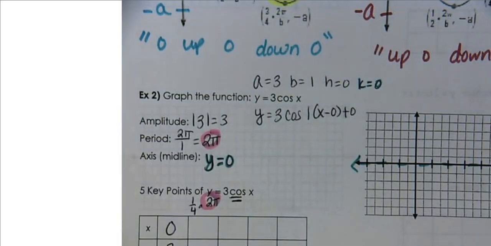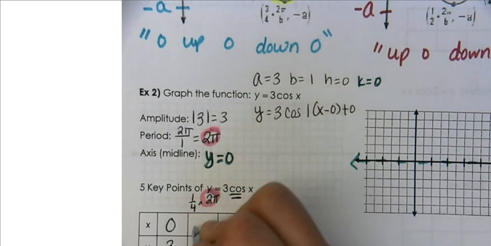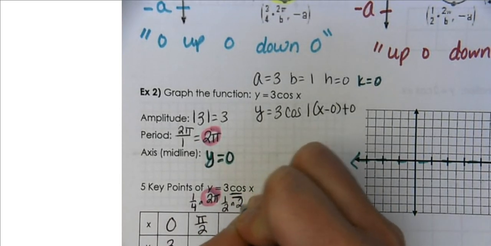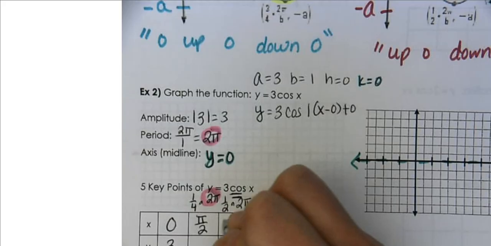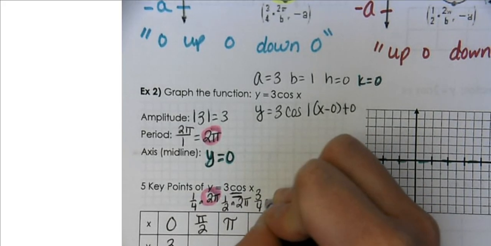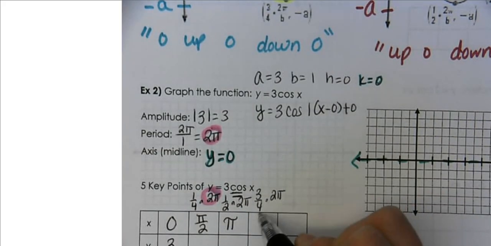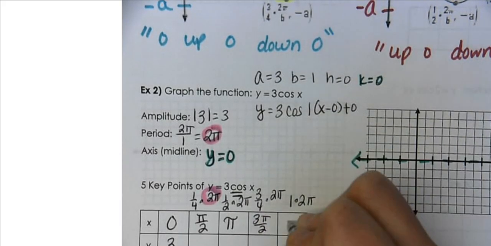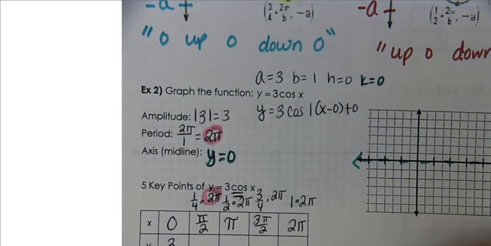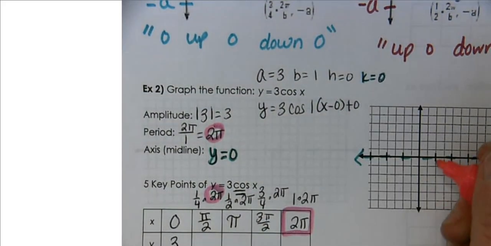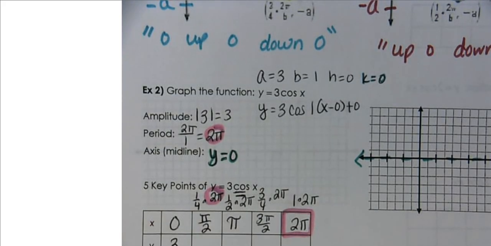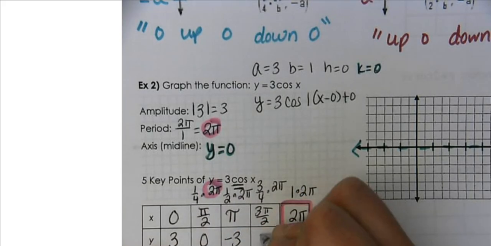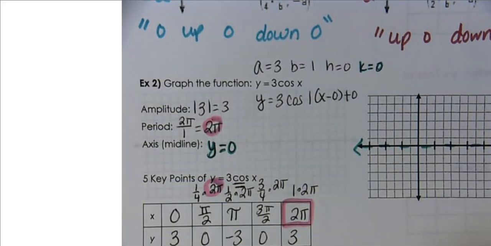1/4 times 2 pi is 2 over 4, which is 1/2, so pi over 2. Then it's 1/2 times 2 pi, and half of 2 is 1, so 1 pi. 3/4 times 2 pi, that's 6 over 4, which is 3 pi over 2. And then 1 times 2 pi, which is simply 2 pi. We should see that this last x value matches our period. Then cosine is following the pattern of up, 0, down to -3, 0, back up again. So up, 0, down, 0, up.